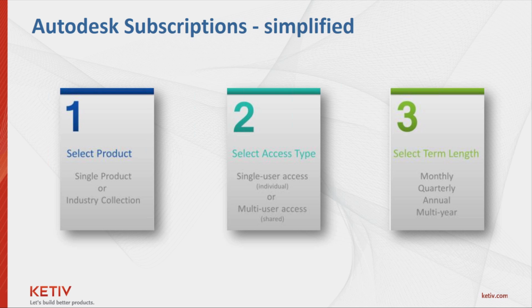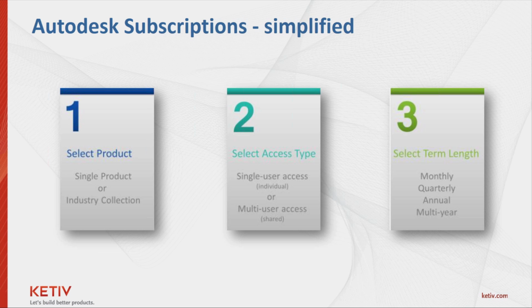So it's as easy as 1, 2, 3. As cliche as that sounds, when you are buying new products starting August 1st, it's going to be as simple as 3 easy steps here. Selecting your product, whether that be a single product or an Industry Collection. If you need Inventor, or say for example you need Inventor as well as AutoCAD Mechanical, some data management, Vault Basic as well, that would be your first selection.